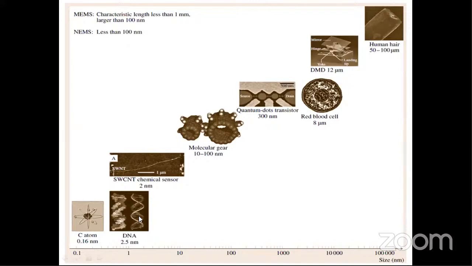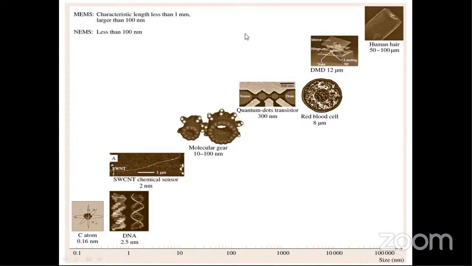Or if you have a DNA strand, its size is about 2.5 nanometer. Or if you take a single wall carbon nanotube as a chemical sensor, its size is at the 2 nanometer scale. And if you go further, a molecular gear can range from 10 to 100 nanometer, quantum dots, 300 red.